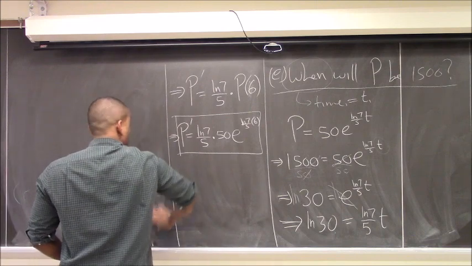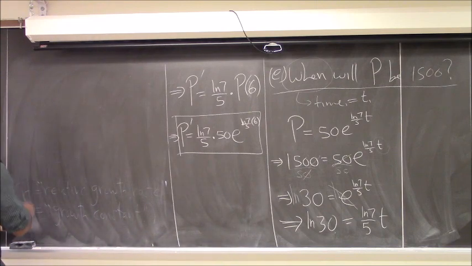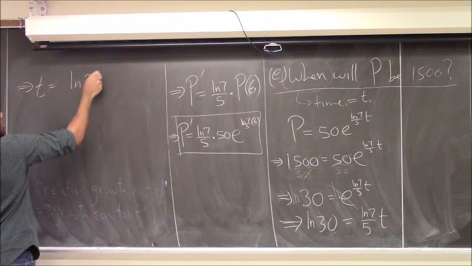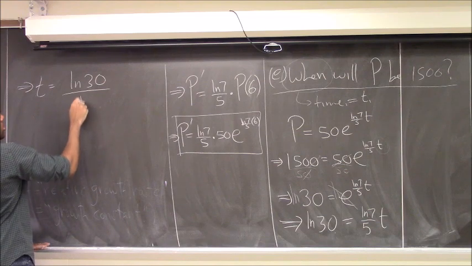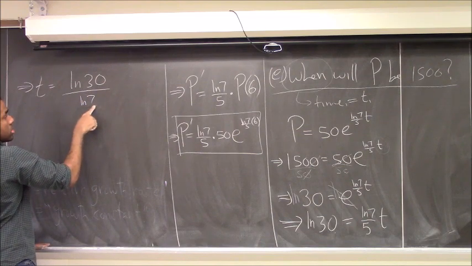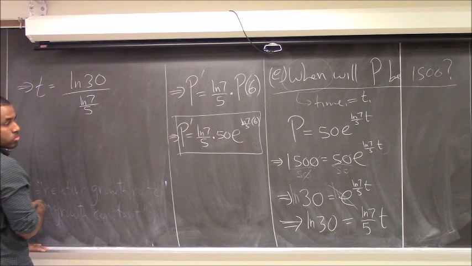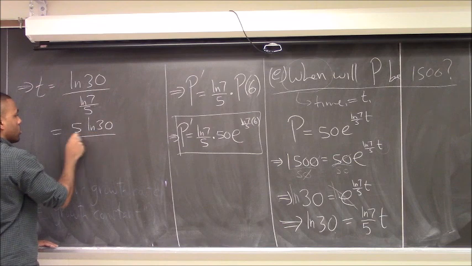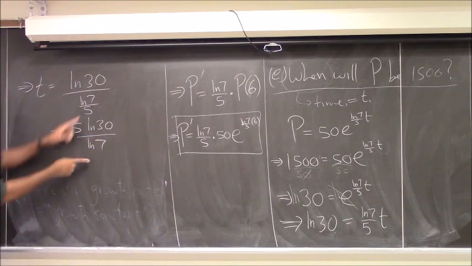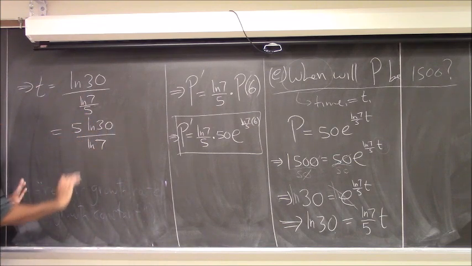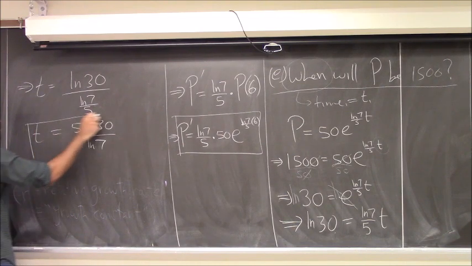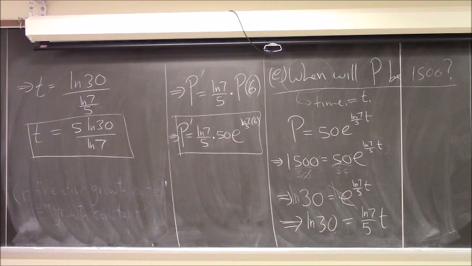Then I divide. t is just going to be ln of 30 divided by ln of 7 over 5, which I can flip and multiply. That's 5 ln 30 over ln 7. You can't do anything with the 30 and the 7. That's the answer. That's your t.